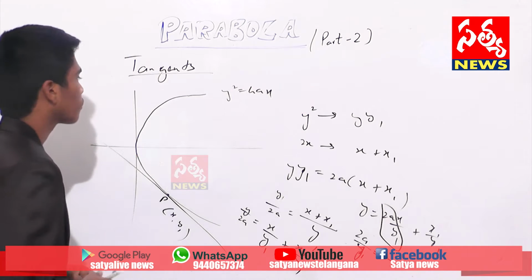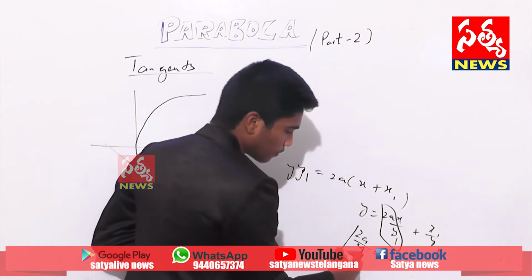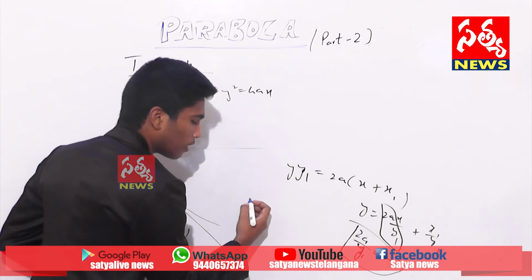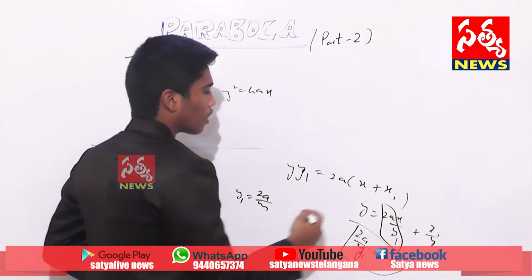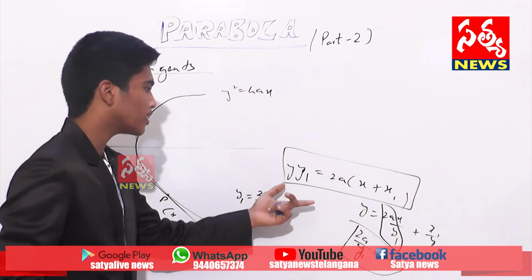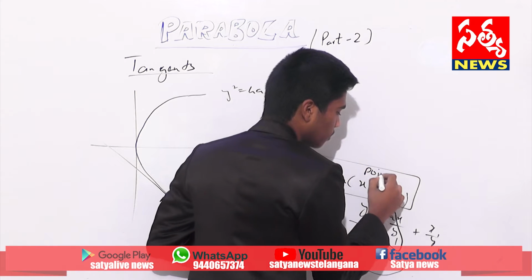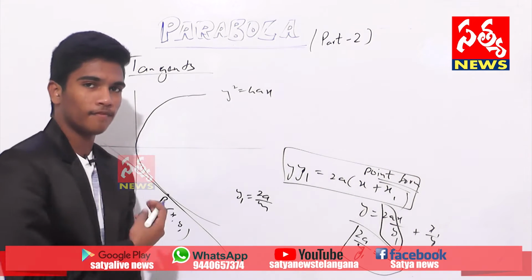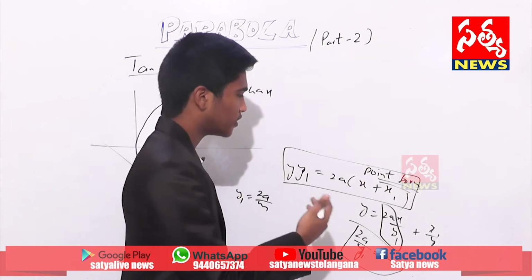Okay, I will create some space. See here, at last we got the value of m as 2a by y1, and from here we can write y1 equals 2a by m. This equation is known as the point form of a tangent. This is the point form, and there are a parametric form of a tangent to a parabola and a slope form also, which we will discuss.